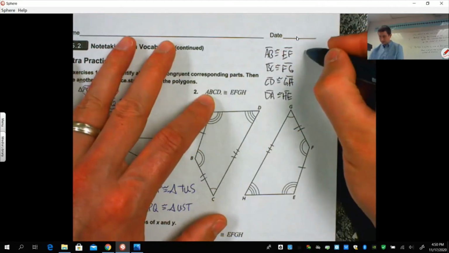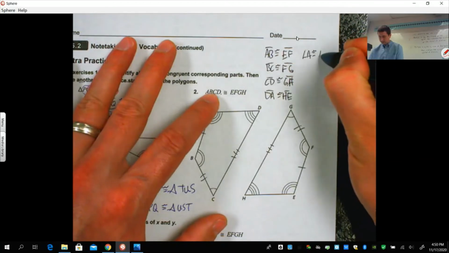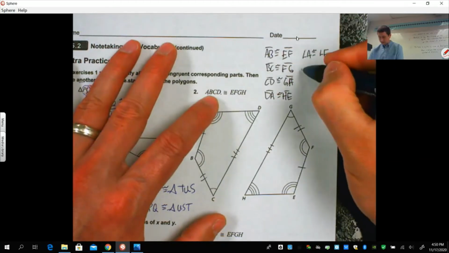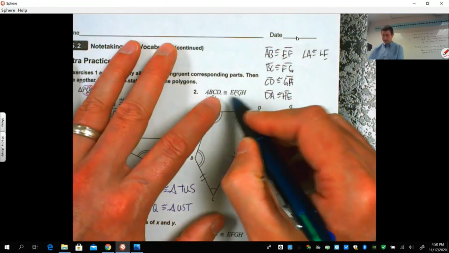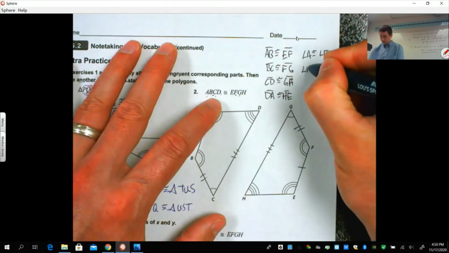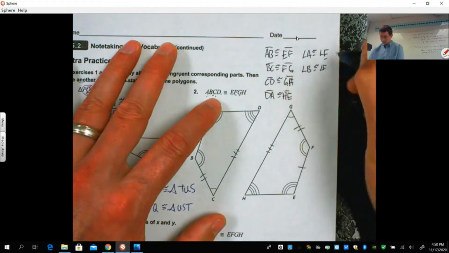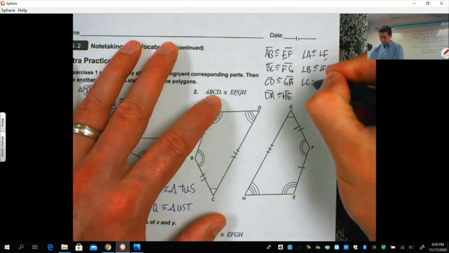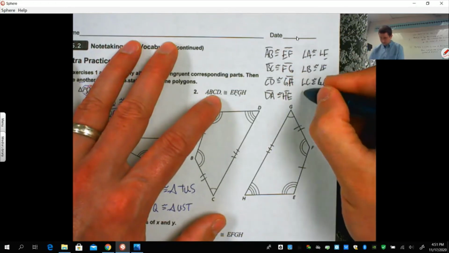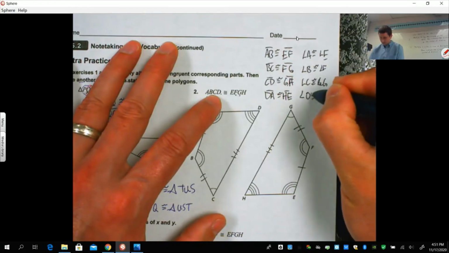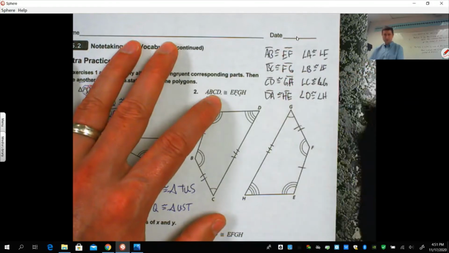The angles should be the same. Angle A is congruent to angle E. Just go down the row: A to E, B to F, C to G, D to H. So angle B is congruent to angle F. Angle C is congruent to angle G. Angle D is congruent to angle H.